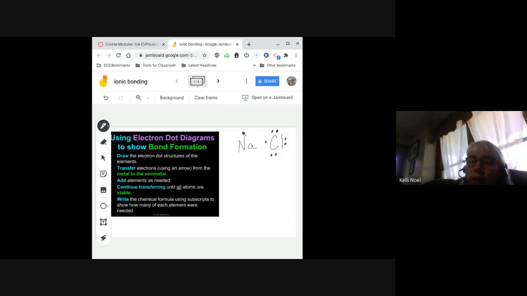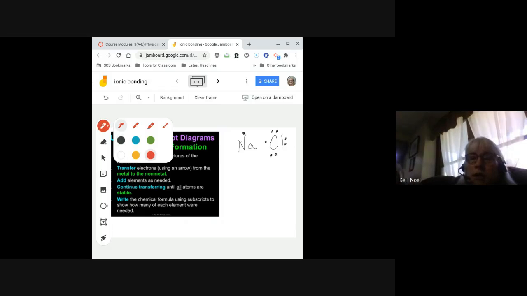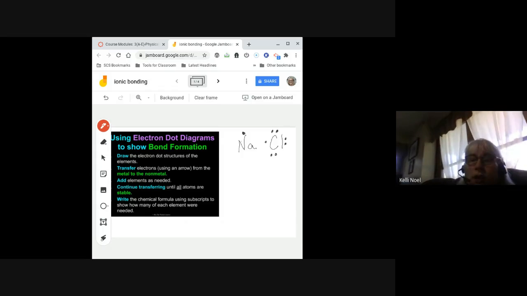So anything in the column 18 or group 8A will have 8 valence electrons and they will not bond with anything. So what you're going to do here is it says transfer electrons using an arrow from metal to nonmetal. So I'm going to take, there's a spot empty right here. So this electron is going to go here. So now chlorine has 8.